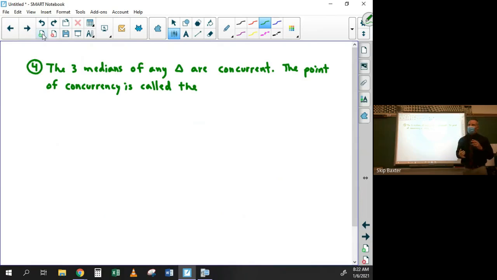So far, we have the circumcenter, which is the intersection point of the perpendicular bisectors. We have the incenter, which is the intersection point of the angle bisectors. We have the orthocenter, which is the intersection point of the altitudes. And finally, we have, this is called the centroid.